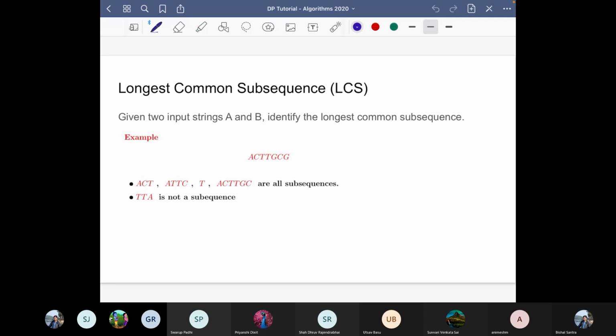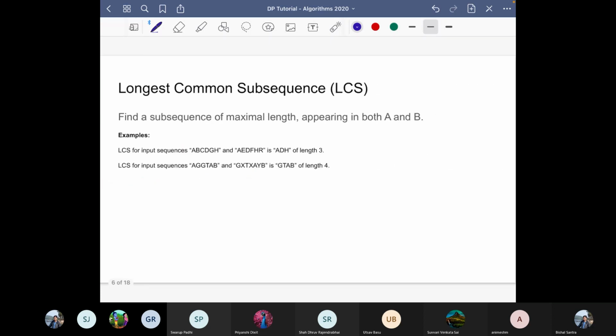Now, subsequence here means that given an input string, a subsequence can be any set of letters, but in the same order as they appear in the sequence. So the order must not change, but they don't have to be consecutive. Like ACT, these first three letters, is one subsequence, but ATTC, which is not consecutive letters, is also another subsequence.